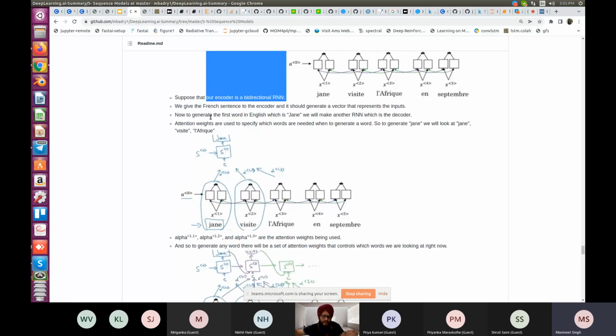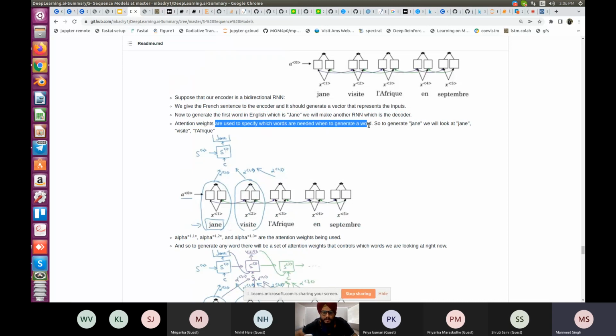You have the flow in both directions, because the context can be even the words which come later in the sequence, and we give the French sentence to the encoder, and it should generate a vector that represents the inputs. Now to generate the first word in English, which is Jane, we will make another RNN, which is the decoder. Attention weights are used to specify which words are needed to generate a particular word. So to generate Jane, we will look at "Jane visite l'Afrique".